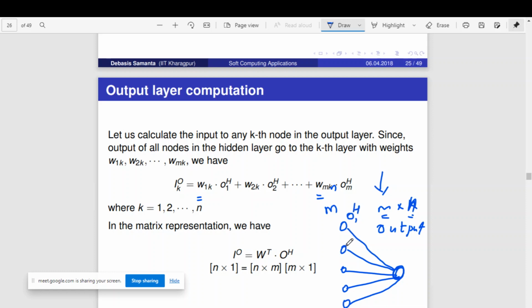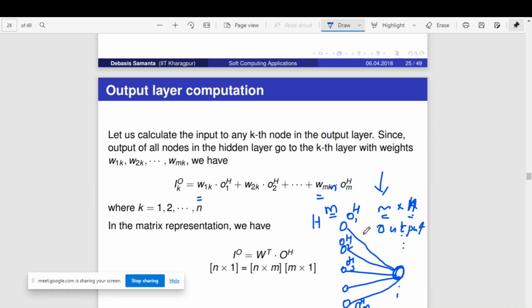Let us assume the output of the first neuron of the hidden layer is O1H, and the output of the second neuron of the hidden layer is O2H. This is the hidden layer, its size is m. This is the output layer. In the output layer we also have n neurons, but for simplicity we take only one neuron and understand mathematically how we can represent it. So on and so forth, the output of the third neuron, and the last one is the output of the mth neuron of the hidden layer.